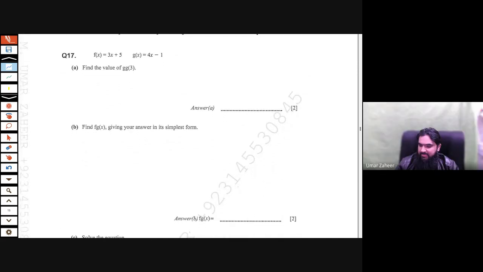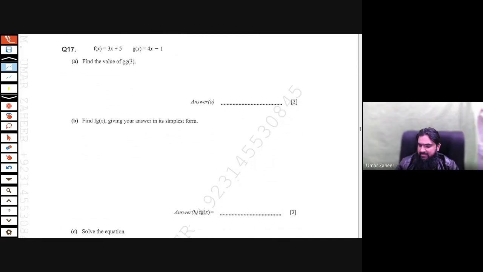All right. Now we have the next one. We have f of x is equal to 3x plus 5. g of x is equal to 4x minus 1. So g of g of 3. First of all, we need to find the value of g of 3 because we don't have it. So g of 3 is equal to, the structure is 4x minus 1. So 4 times 3 is 12, 12 minus 1, 11.